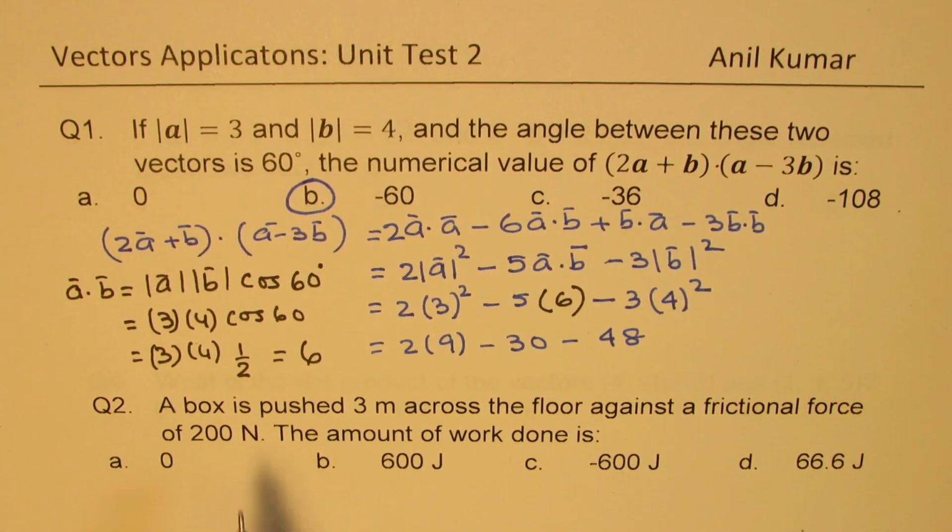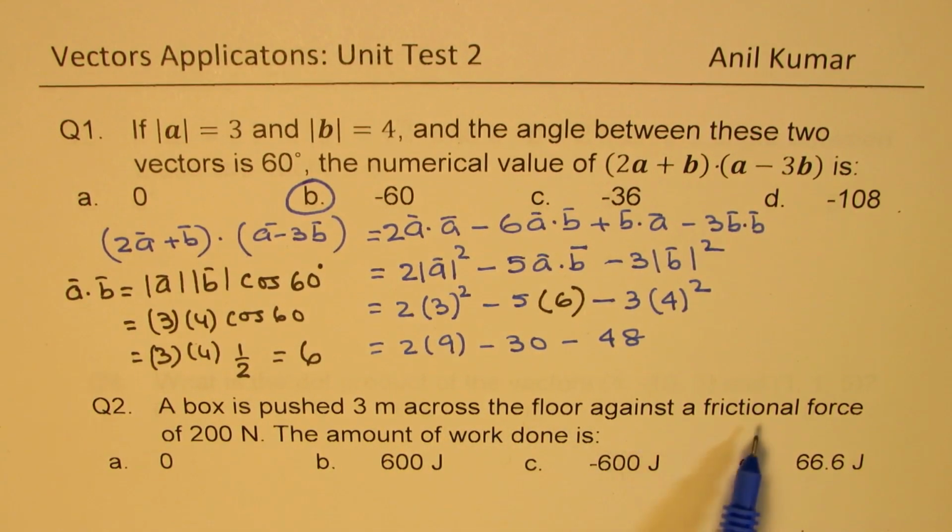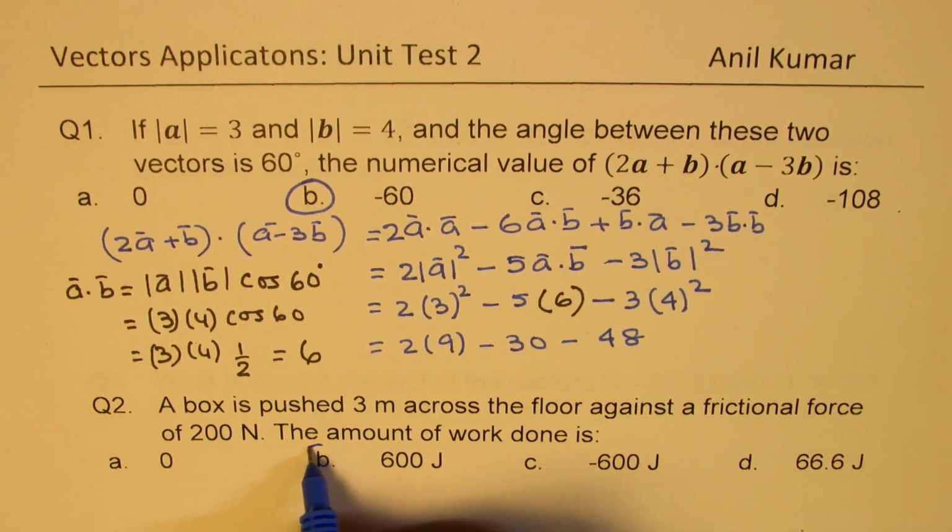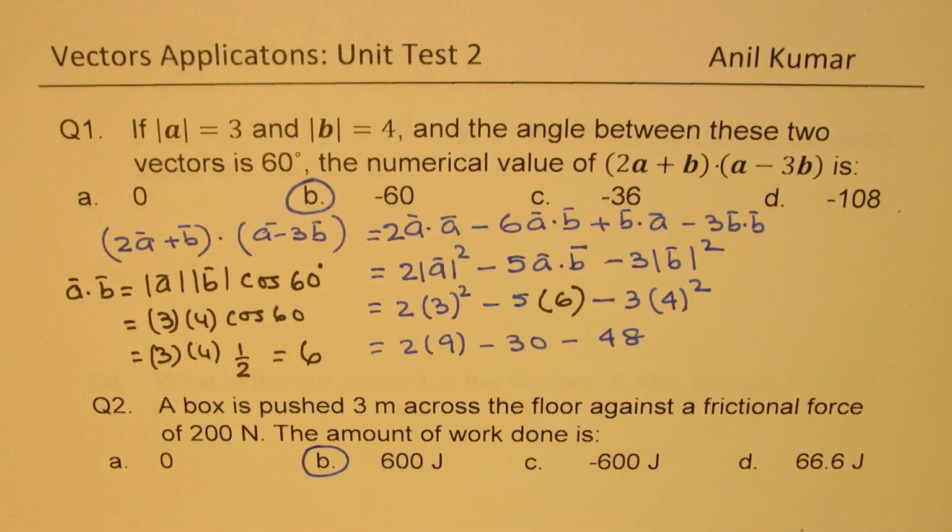Question number 2. A box is pushed 3 meters across the floor against a frictional force of 200 newtons. The amount of work done will be product of these two, right? So which is 600 Newton meters or joules? So option B is the right option. Clear?